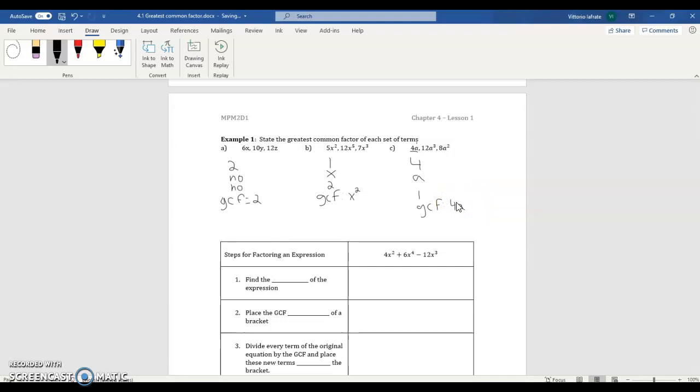So what we're going to do now is we're going to take a look at how could we factor? How can we take out the common factor from an expression?